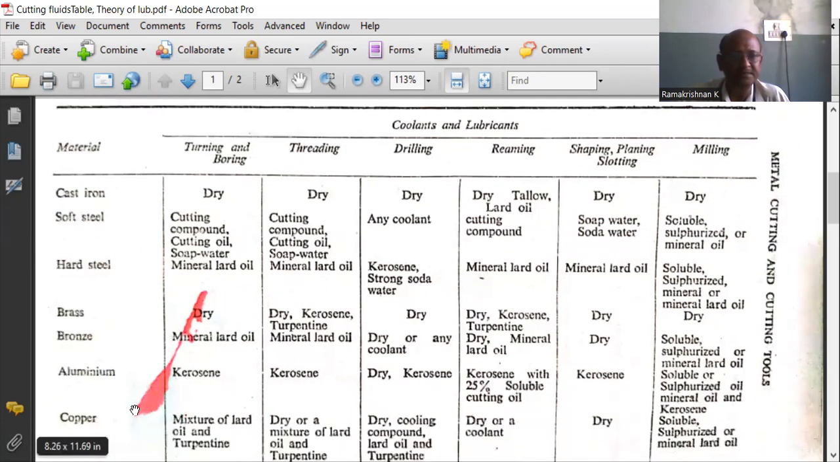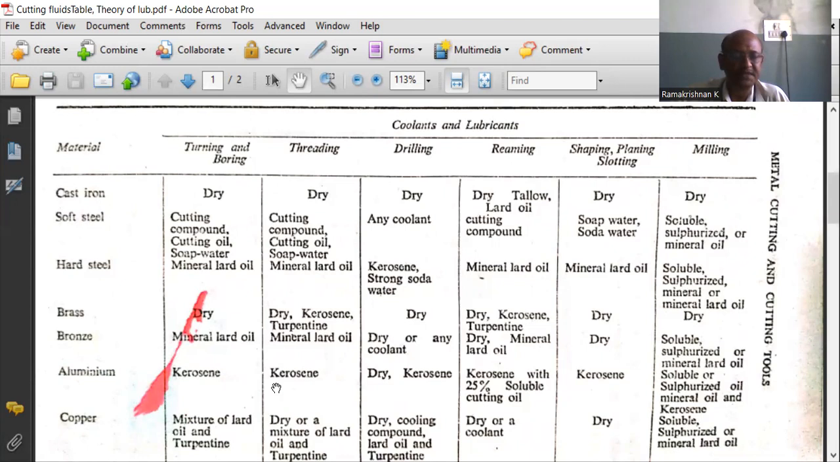And aluminium. Most of the operations are carried out with the use of kerosene as a lubricant for machining aluminium. So kerosene is extensively used, specifically for machining aluminium material.